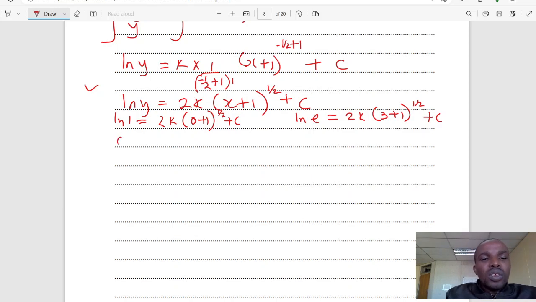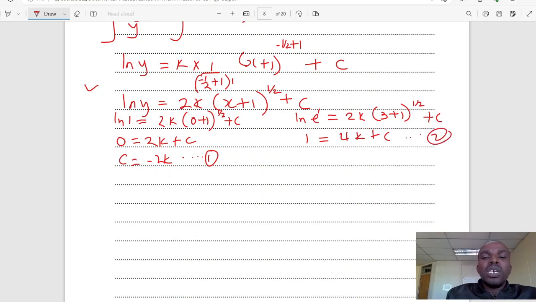ln 1 is 0, equals to 0 plus 1, which is 1, to the power half is 1. So it will be 2k plus c. From this, you can say c equals minus 2k. Let me make this equation 1, so that I can use the substitution method. ln e, where e is just e to the power 1, equals 1. Then 3 plus 1 is 4, 4 to the power half is 2, and 2 times 2 is 4k plus c. This will be my equation 2.